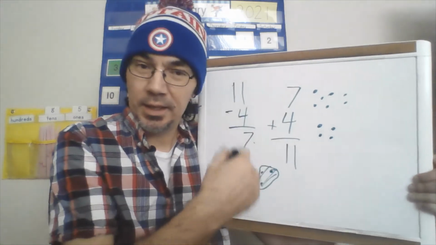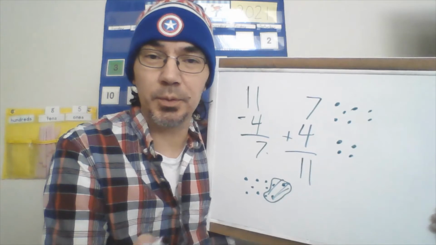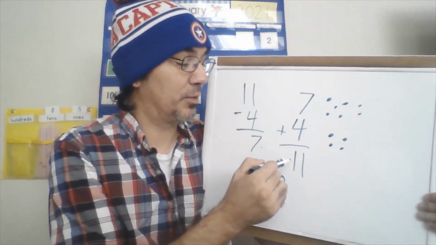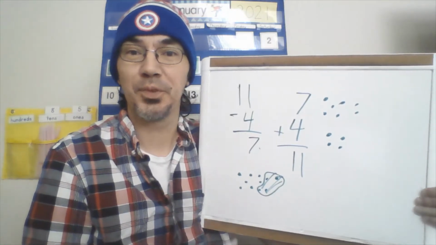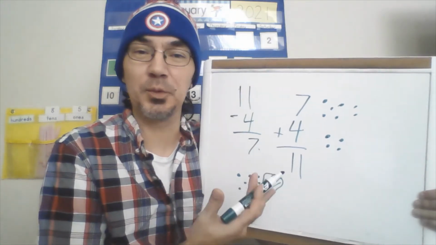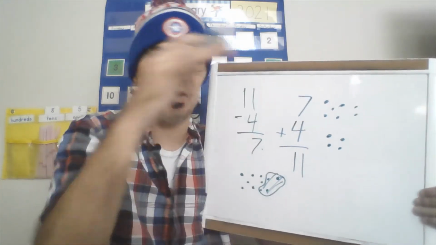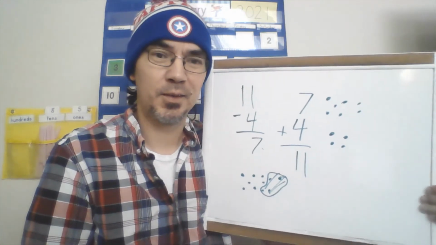And you see how this relates to what we've been doing with our fact families? Because look, we have 11, we have 11, we have 4, we have 4, we have 7, we have 7. So we're using our fact families, right? There's another way of looking at it, right? It all kind of comes together, okay?